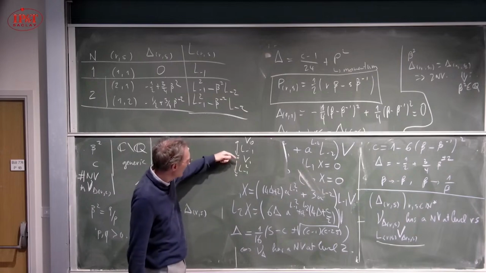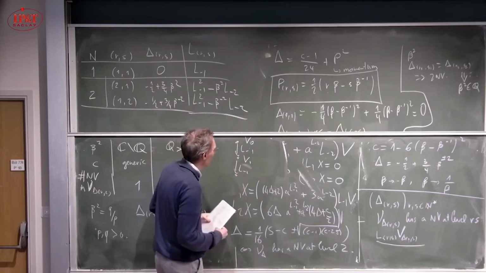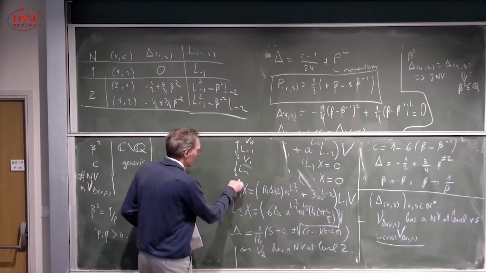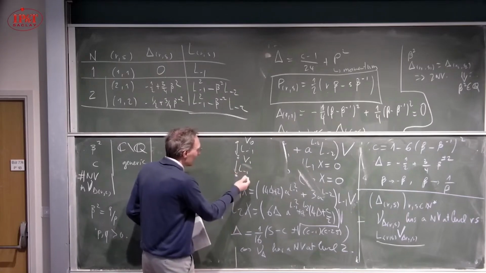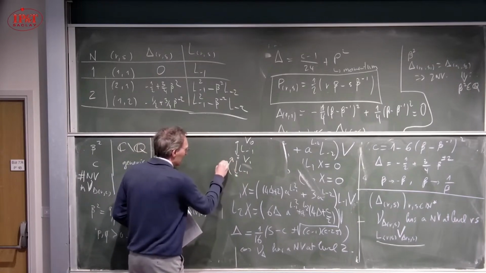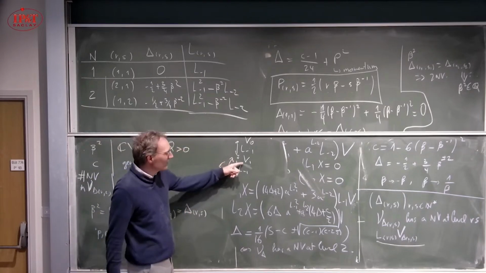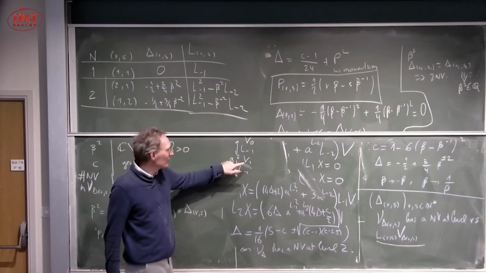Then I can act again with L minus 1 on this thing. But the vector I obtain is just not a null vector because it's not primary. It's not a primary, because if you apply L1 to it, you don't get 0. If I apply L1, I go back to V1, because now I'm in a Verma module of dimension 1, not 0.